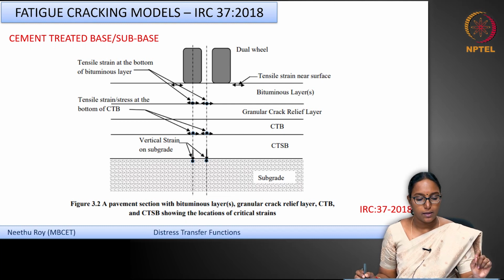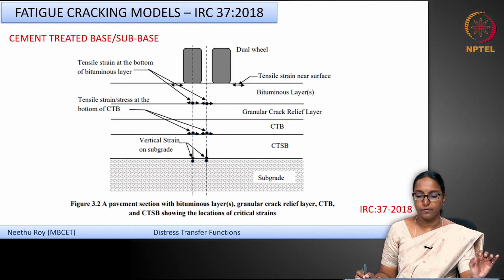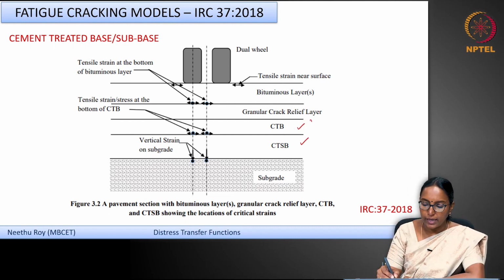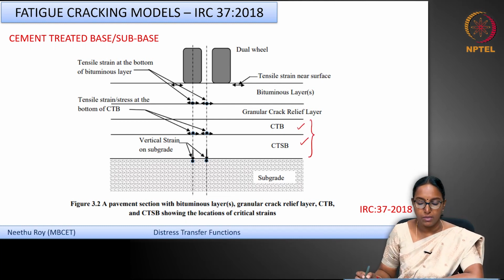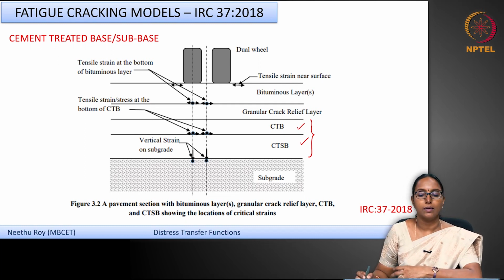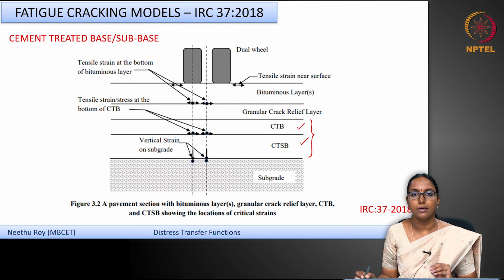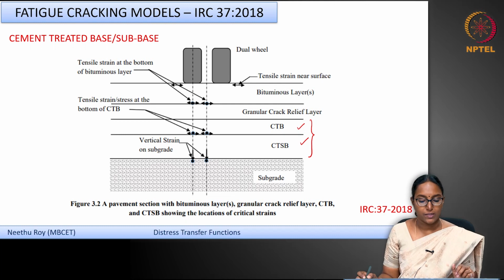But there are cement treated bases or sub-bases that are considered in IRC cross sections. Various cross sections are suggested in IRC. As you see here, the bottom granular layers are now replaced with a cement treated base or sub-base layer. When it is cement treated, this becomes a stiffer material, so the chances of fatigue failure of this material increase as compared to a granular material. So, it is necessary that the fatigue response of this layer also has to be investigated.